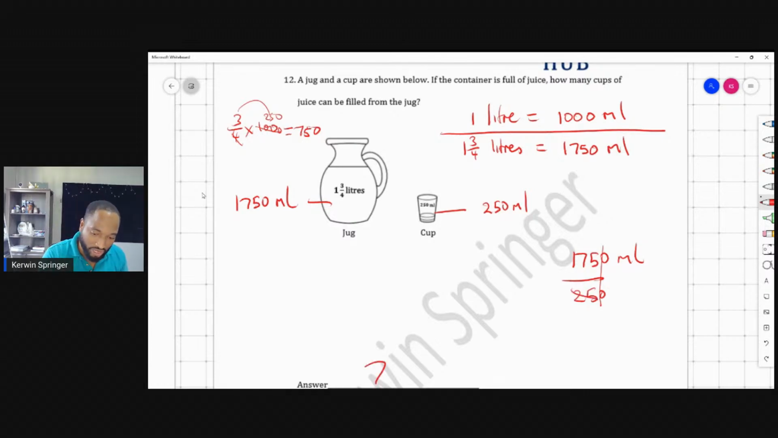So 25 could really go into 175 7 times. Some of you all may have seen that immediately from the beginning. Some of you all may have just changed this to a quarter in your mind and realized that there are 4 quarters in one, and then you have 3 quarters, and you say 4 and 3 make 7. How many of you all did it that way?